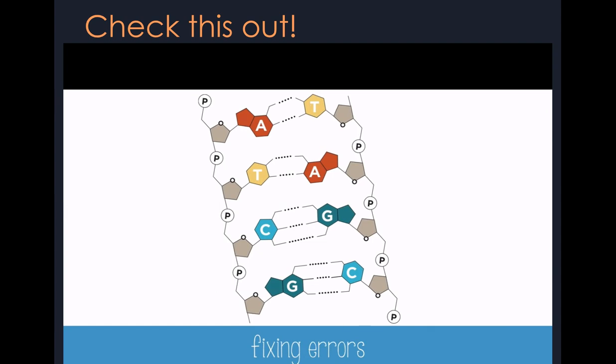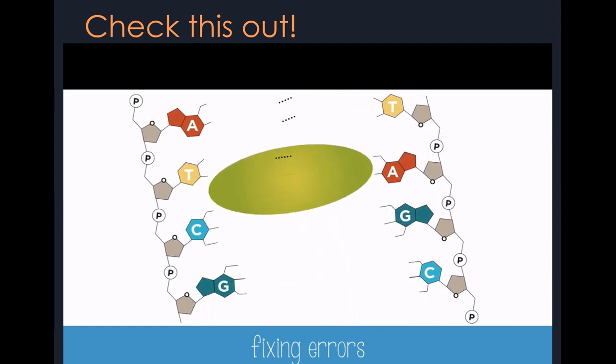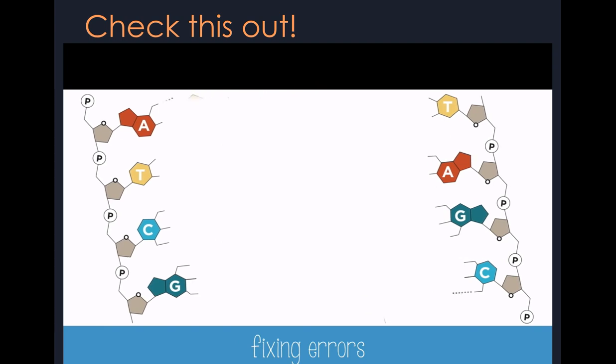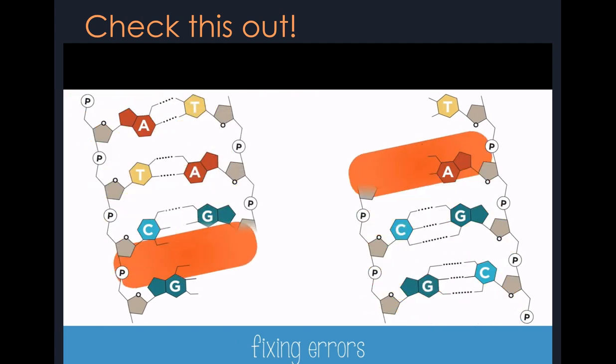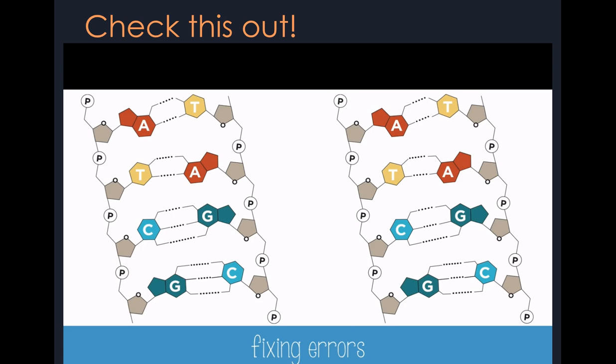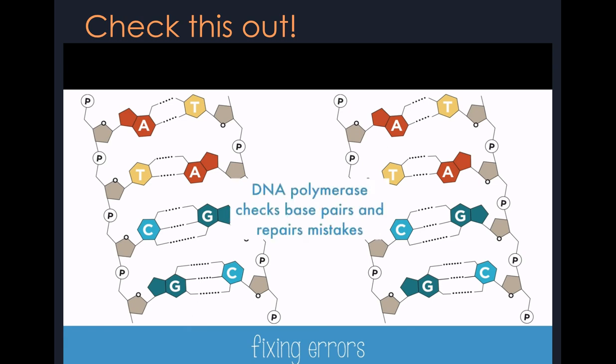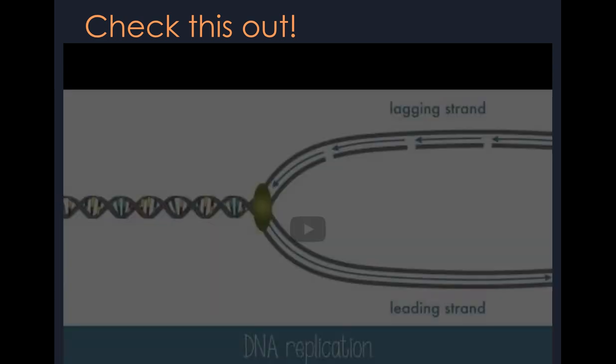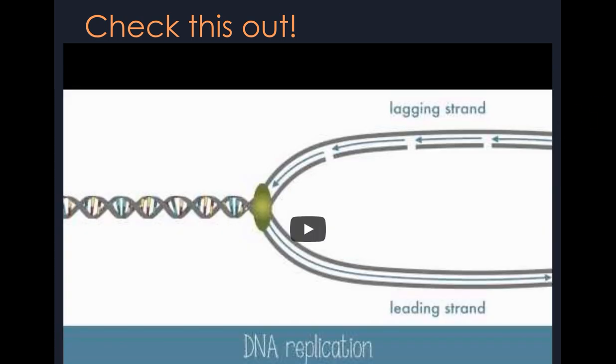Errors in DNA are very rare, only about 1 in every billion base pairs. That's incredibly efficient, and it's a good thing that it is. Mutations can be harmful or even fatal. The enzyme that checks base pairs and repairs mistakes is DNA polymerase. It's the same enzyme that links DNA bases together during replication. Cool.